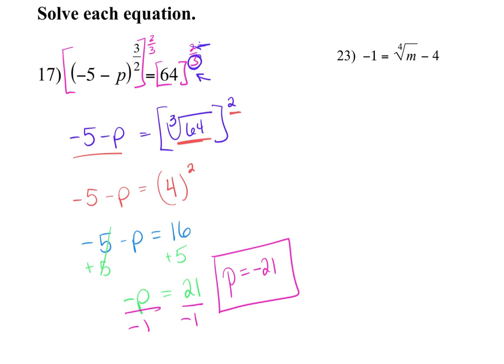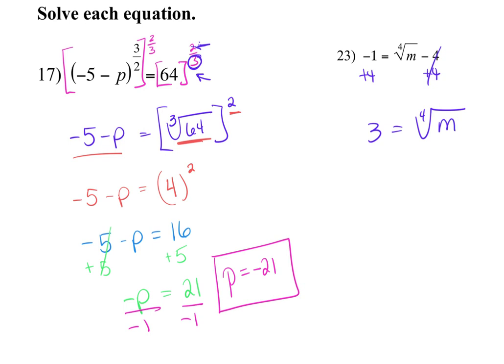I pulled one from the bottom of this page as well, number 23. This is just getting rid of radicals that aren't square roots. So the first couple pages are all square roots. This is a 4th root. So for something like this, I would again get the root by itself. So add the 4 over. Negative 1 plus 4 is 3.